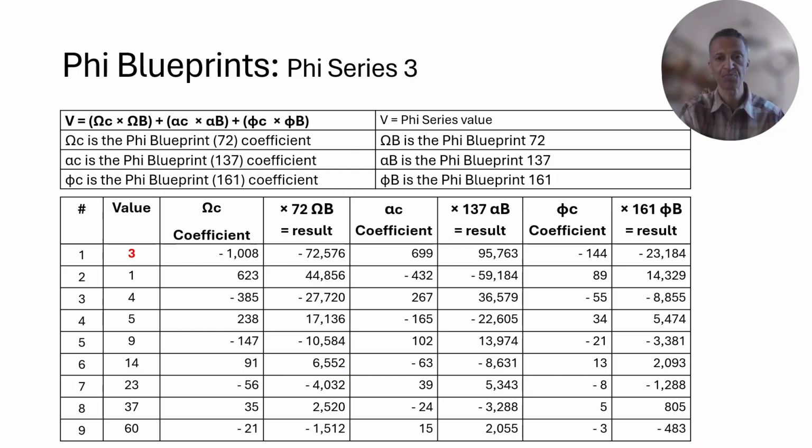So if you look at the coefficients for 161, starting at the top at minus 144 at the first position. You can see minus 144 plus 89 equals negative 55. And 89 plus minus 55 equals 34, and so on. You'll also notice that those coefficients at the 161 are identical to the actual Phi series values themselves, except in this case it oscillates between positive and negative values.